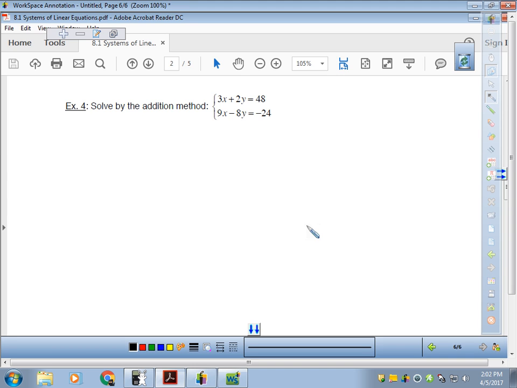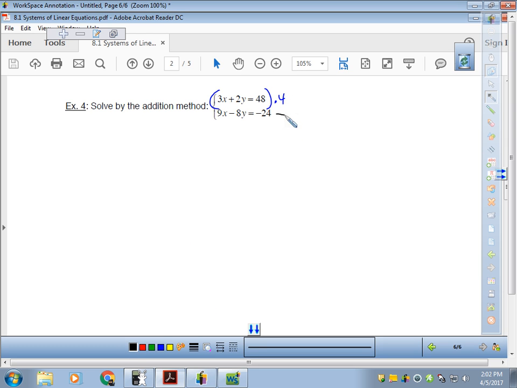Second thing, do I have it set up so the coefficients can cancel out on either the x or the y? Well, if I added right now, the x's would end up with 12 and the y's would end up with negative 6. So right now they don't cancel. So I need to multiply one or both of these equations by a number. Now the easiest thing to do is multiply this equation by 4.